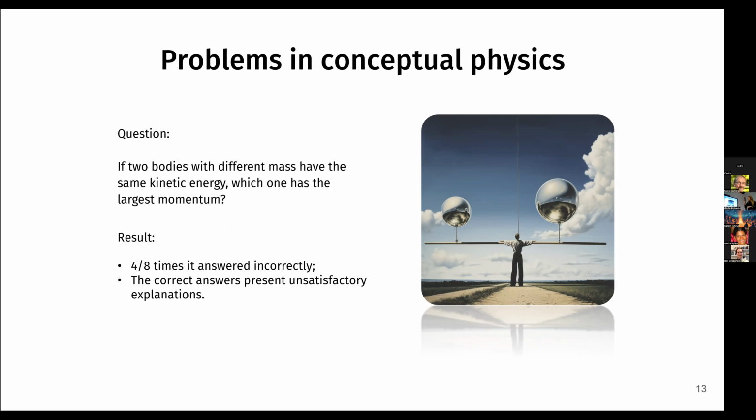But in this problem, we got that 4 times out of 8, it answered incorrectly. And among the correct answers, it presented an unsatisfactory explanation. So some incorrectness and incomplete explanation. So really not very good if you want to use it for learning. And so the next question that came to us is, how could we improve the performance of ChatGPT in this kind of conceptual problems?